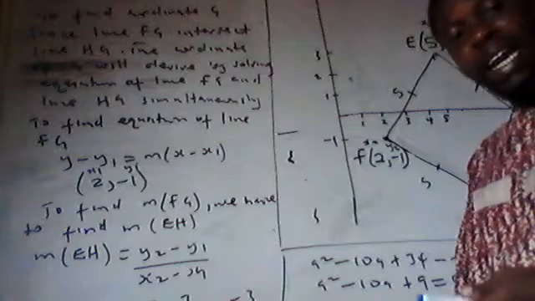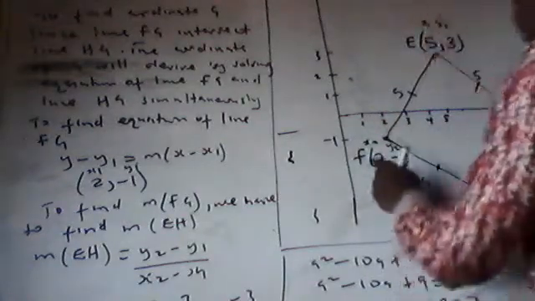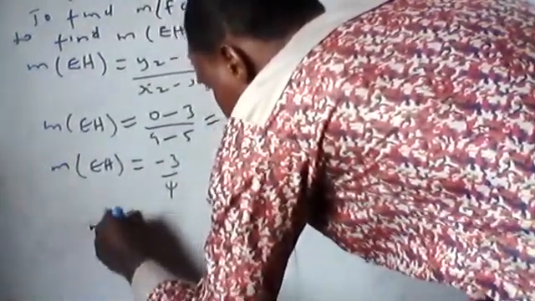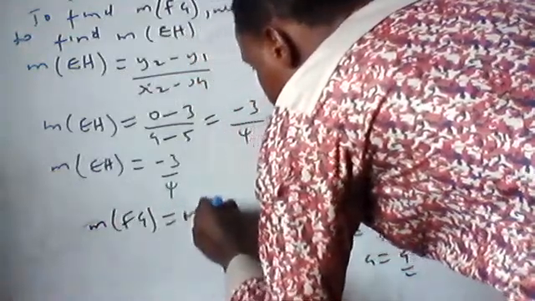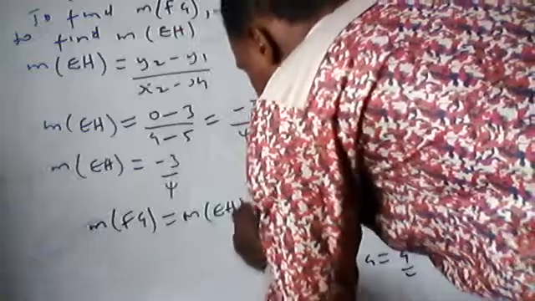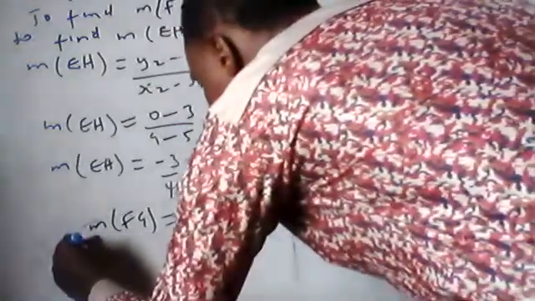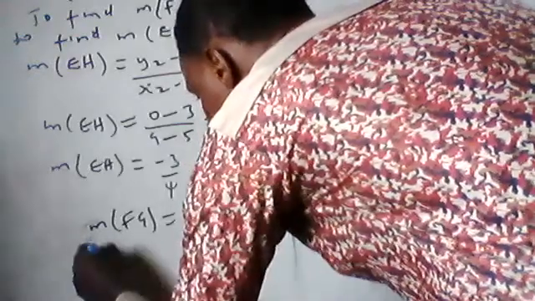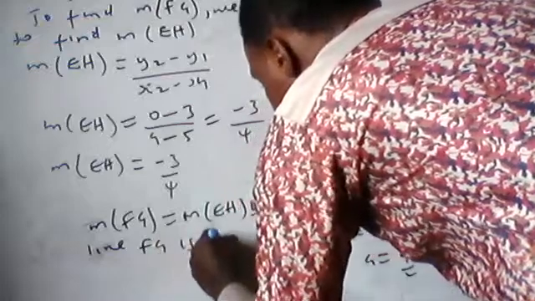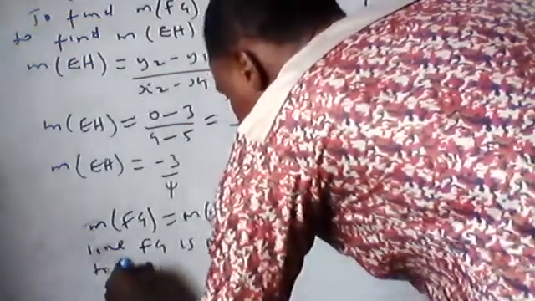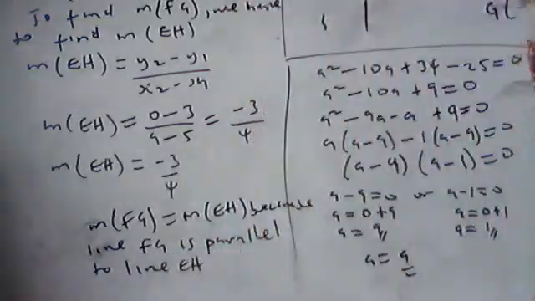Since the gradient of EH is known, and EH is parallel to FG, what is the condition for parallelism? If two lines are parallel to each other, their gradients will be the same. We are looking for the gradient of FG, so M of FG is equal to the gradient of EH, because line FG is parallel to line EH. That is the reason why they must have the same gradient.